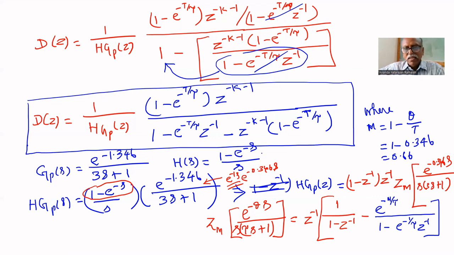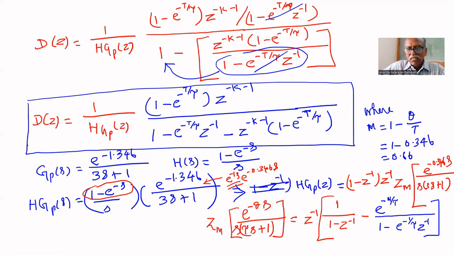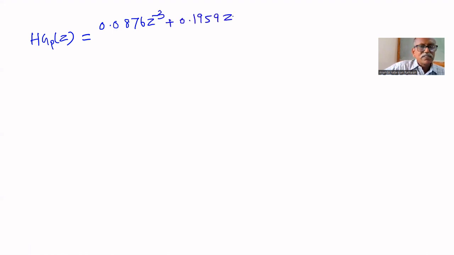So if you find, by using that modified z transform formula, the z transform for HGP of s, you will get HGP of z equal to 0.0876 z power minus 3 plus 0.1959 z power minus 2 upon 1 minus 0.7165 z power minus 1. This is HGP of z.